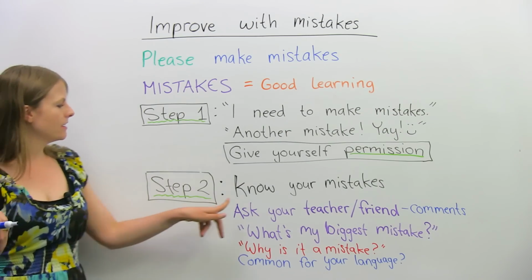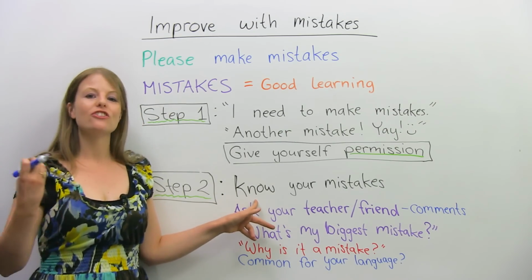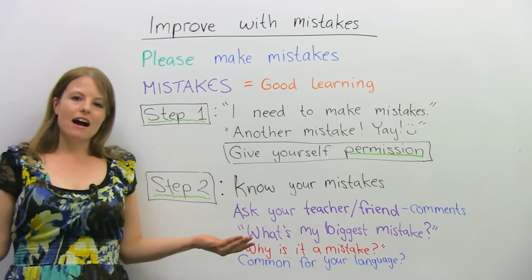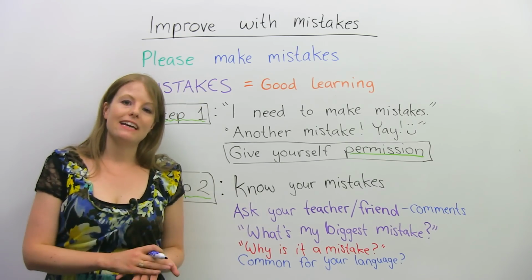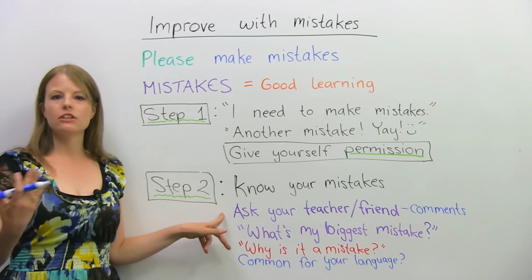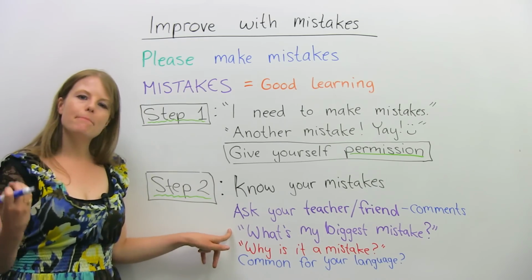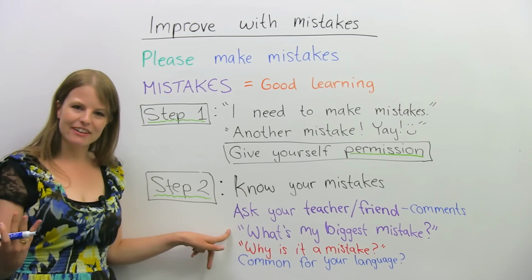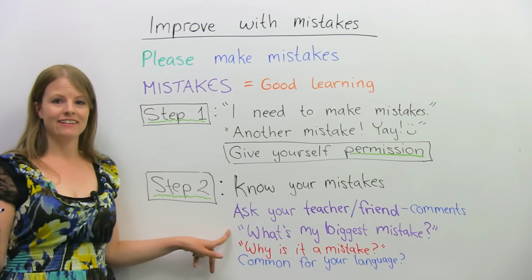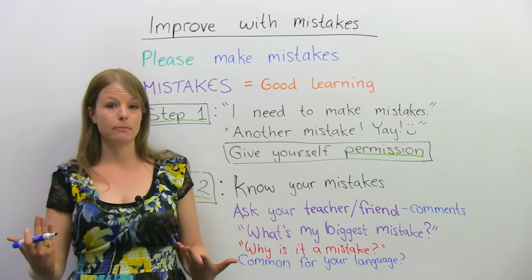So step 2, once you give yourself permission to make mistakes, you should start to know your mistakes. Okay, what are the mistakes you're making? One way you can find out is you can ask your teacher or your friend or somebody you're close to, maybe your classmate. You can ask them, what's my biggest mistake? When I speak English, what's my biggest mistake? In my writing, what's my biggest mistake? A lot of the times other people can help and tell you what your biggest mistake is.